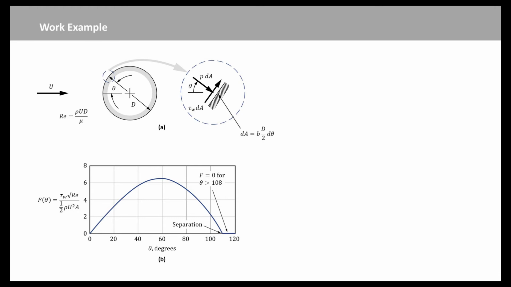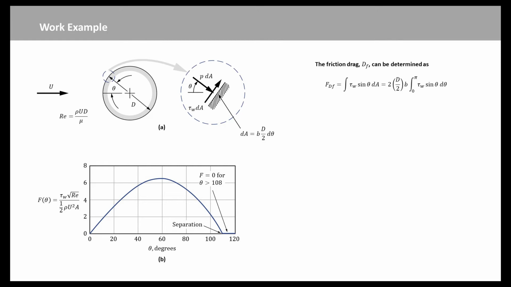Now we will use an example to illustrate the drag coefficient. A viscous, incompressible fluid flows past the circular cylinder shown in Figure A. According to a more advanced theory of boundary layer flow, the boundary layer remains attached to the cylinder up to the separation location at theta approximately equal to 108.8 degrees, with the dimensionless wall shear stress as indicated in Figure B. The shear stress on the cylinder in the wake region from 108.8 to 180 degrees is negligible.